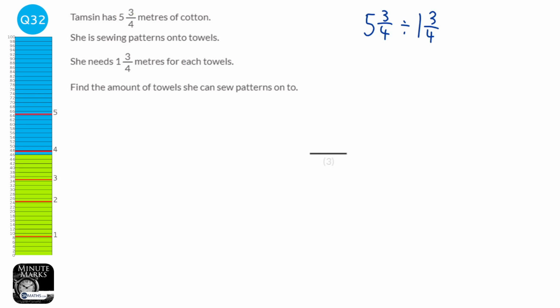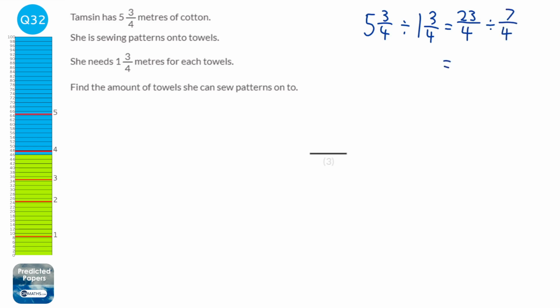So first thing we're going to do is convert them from mixed numbers to top-heavy or improper fractions, because at the moment they're mixed numbers and we can't divide or times if they're mixed. So we times the 5 by the 4 and add it to the top, which will be 20, and then add the 3 to the top, 23, and then do the same. 1 times 4 is 4, plus 3 on the top is 7 over 4.